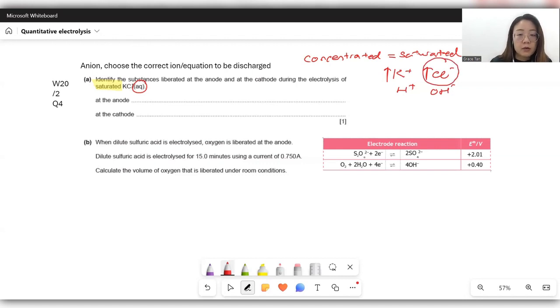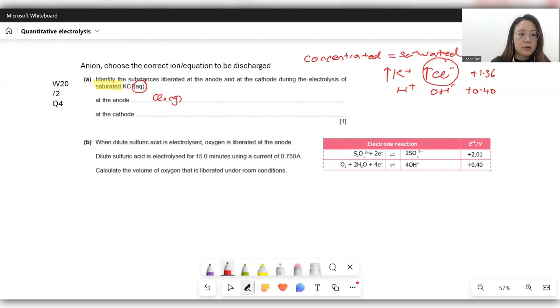So at the anode, chlorine gas will be liberated because chloride is a higher concentration present in the solution, even though its E value is more positive, because normally we will pick the more negative E value to be discharged. Without the word saturated, if you just play with aqueous, hydroxide should be discharged instead of chloride. But because you use saturated, then we will pick the more concentrated anion to be discharged here. Now, for the cation, it's not the same.